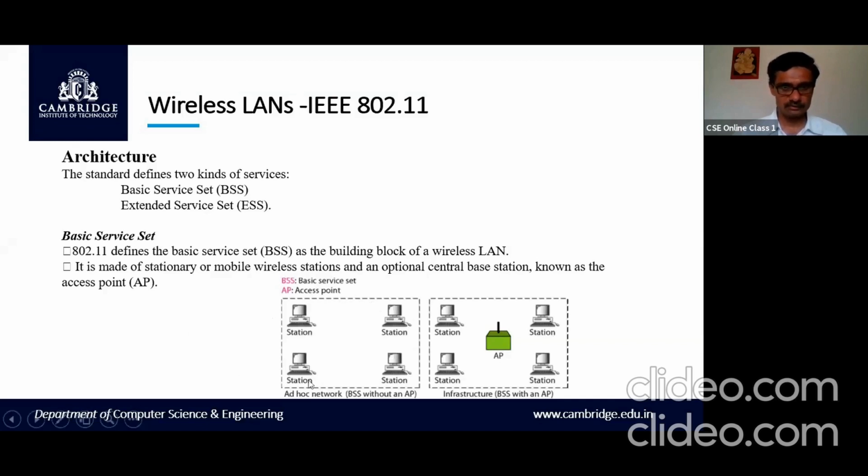Here in the diagram you can see the first one. The second one is similar to the first one, but you have an extra station, the central base station, or in other words an access point. That is called an infrastructure network.